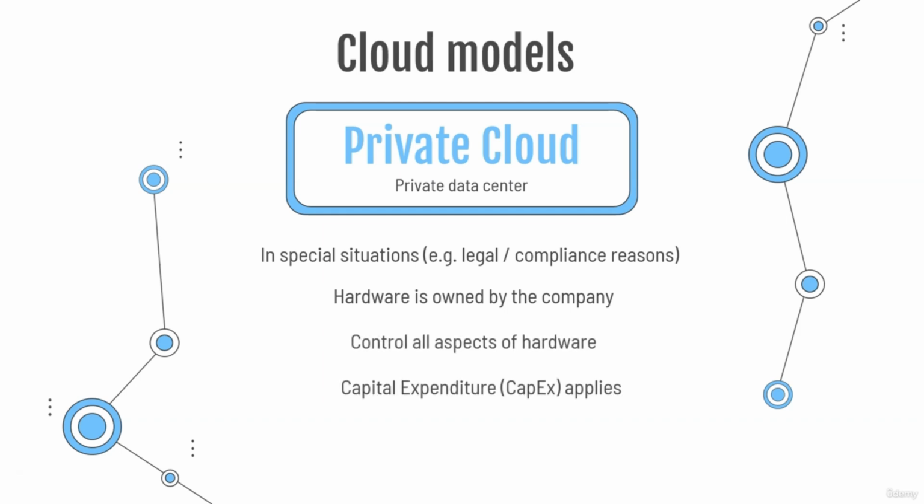And of course, in this case, capital expenditure is applying. And also, of course, in this case, we as a company have also complete responsibility for all of the hardware, for all of the security. We need knowledge and upfront costs. So this can be, of course, much more complicated, but also sometimes it can be necessary. So if we need to be able to control all of the aspects of the hardware, of the security.